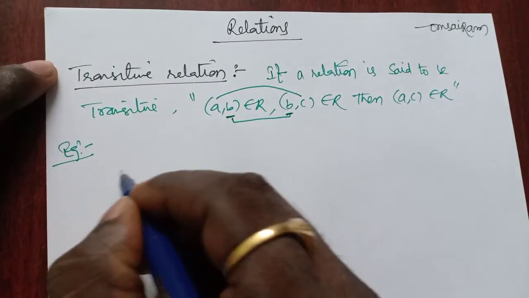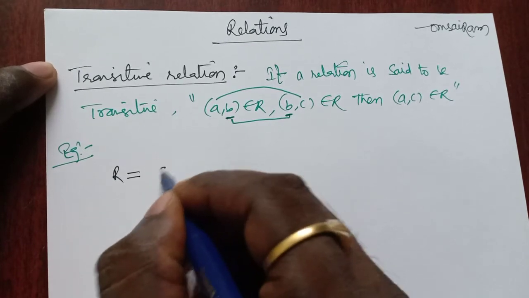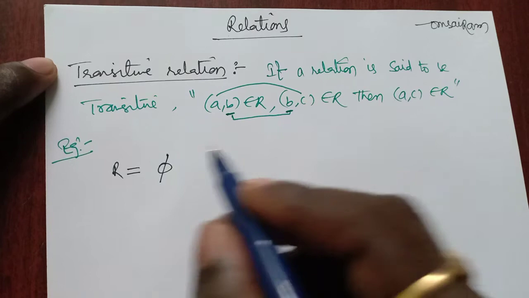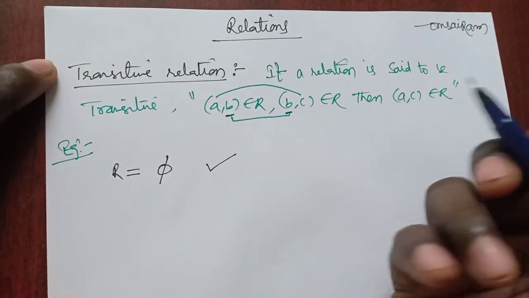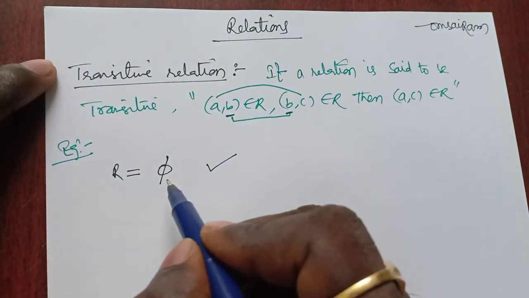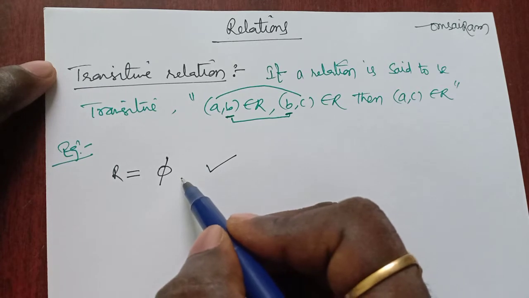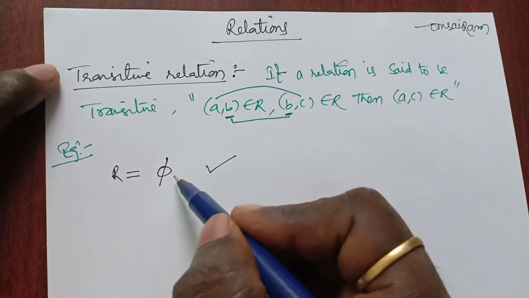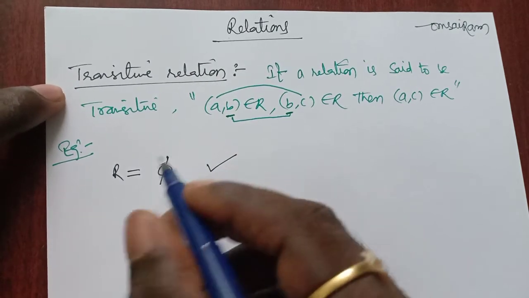Now we start with the magic value, that is phi. Clearly, phi is a transitive relation. Why? Because there is no (a, b) and no (b, c), so no need to check for (a, c). Clearly, phi is said to be a transitive relation.